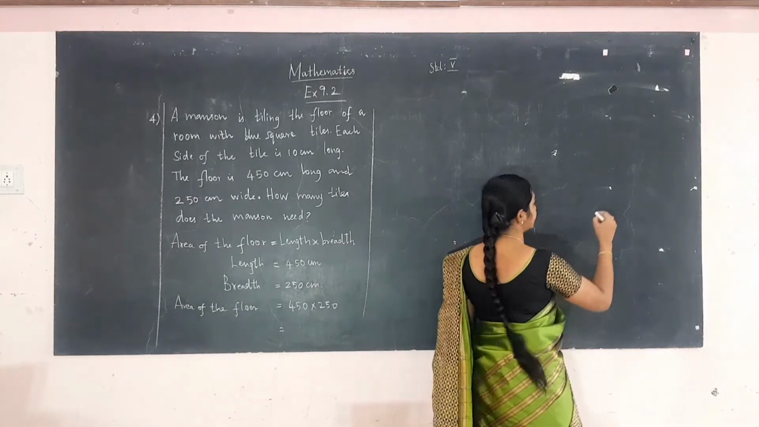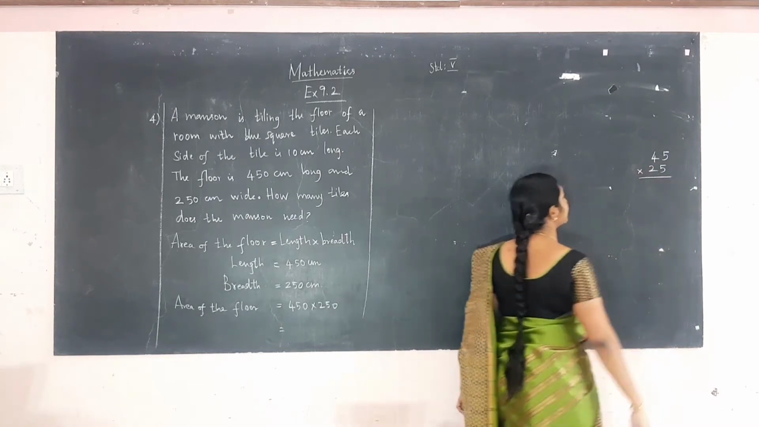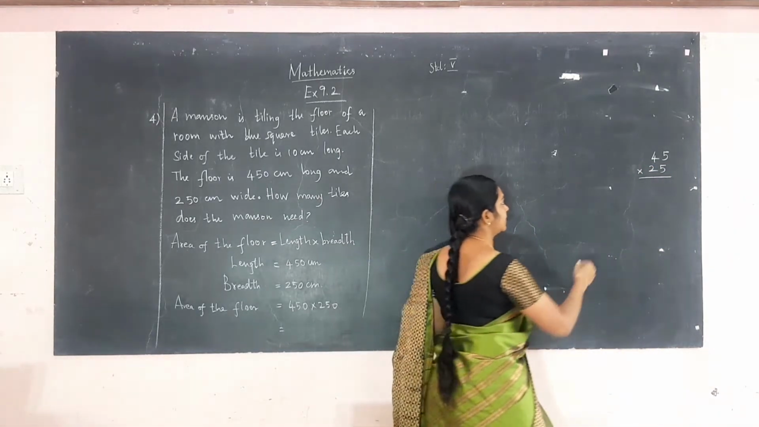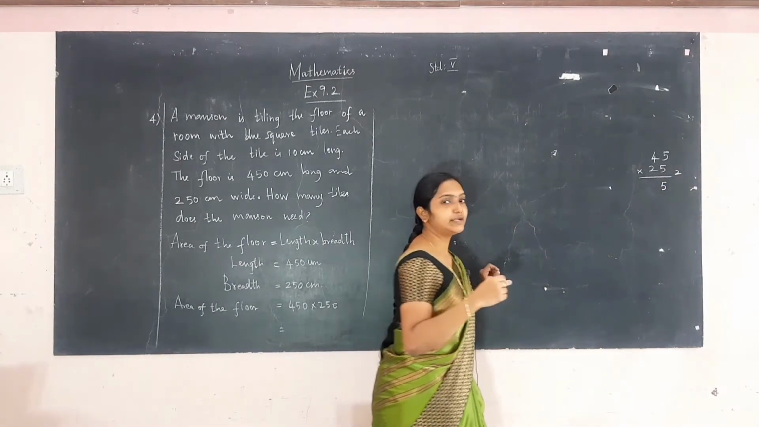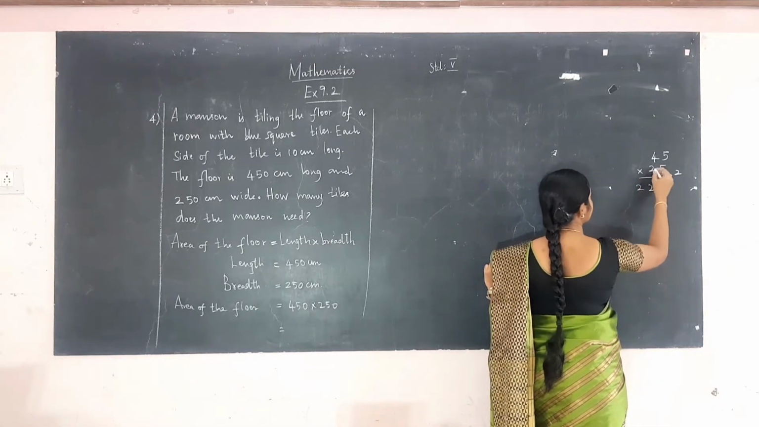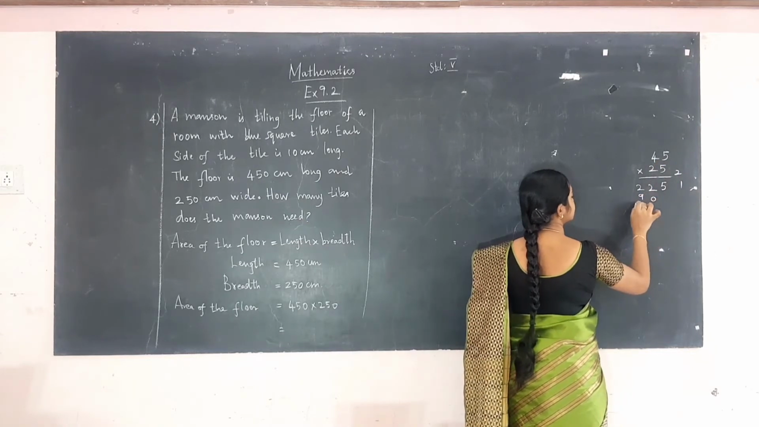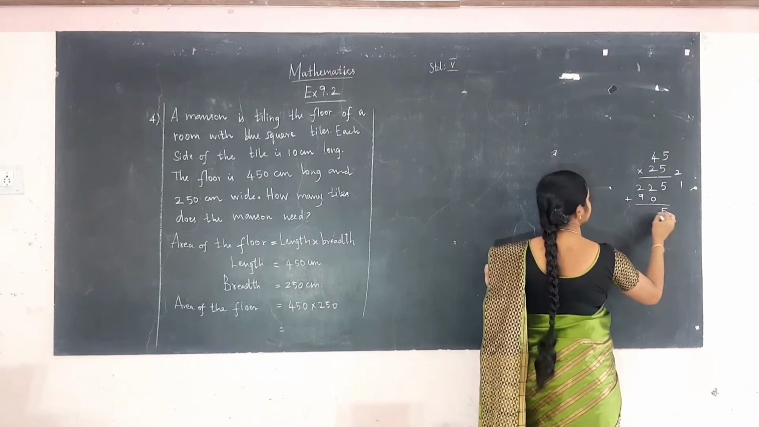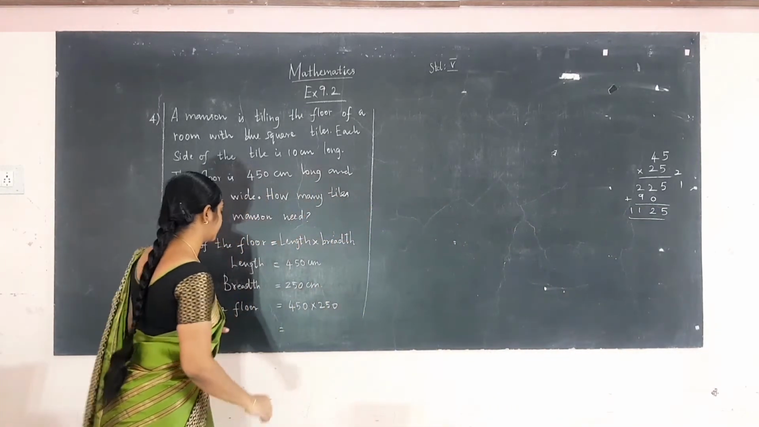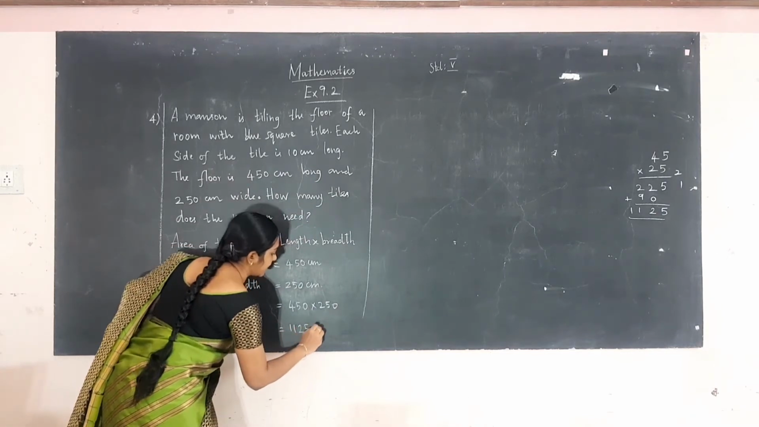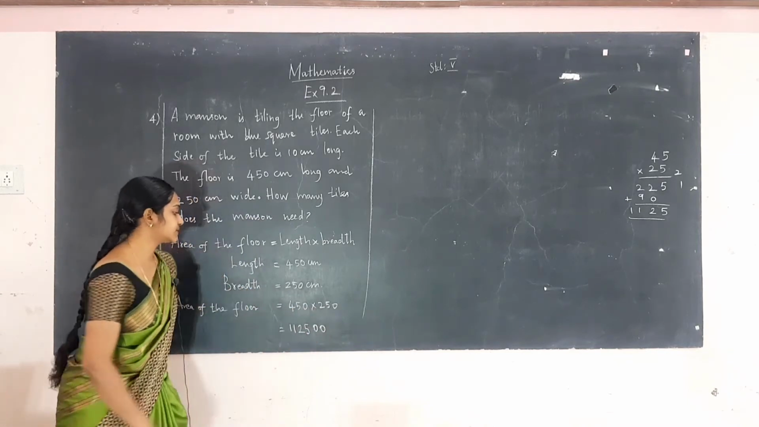Multiply 450 and 250. By leaving the zeros, we are multiplying 45 and 25. 5 into 5 is 25. 2 is remaining. 5 4s are 20. 20 plus 2 is 22. Next, 5 into 2 is 10. 1 is remaining. 4 2s are 8. 8 plus 1 is 9. Now we have to add. We have skipped 2 zeros, so we have to add 2 zeros.